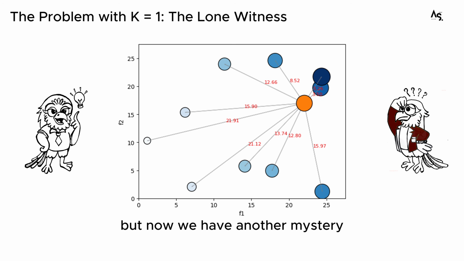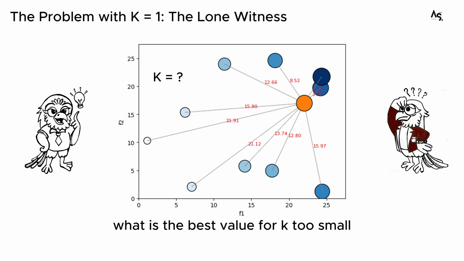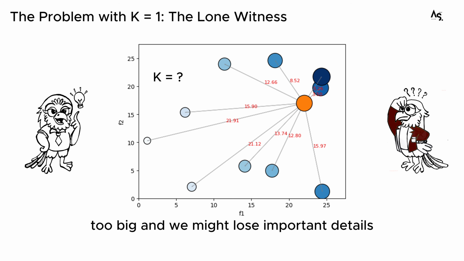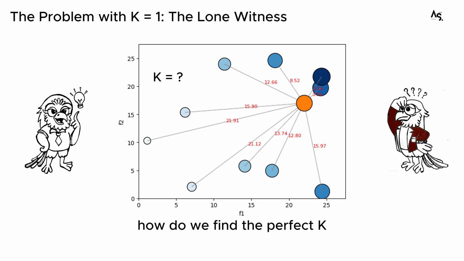But now, we have another mystery. What is the best value for k? Too small, and we risk errors. Too big, and we might lose important details. How do we find the perfect k?